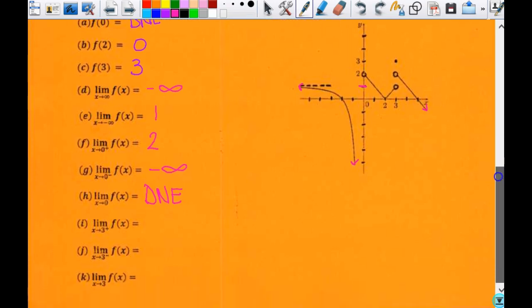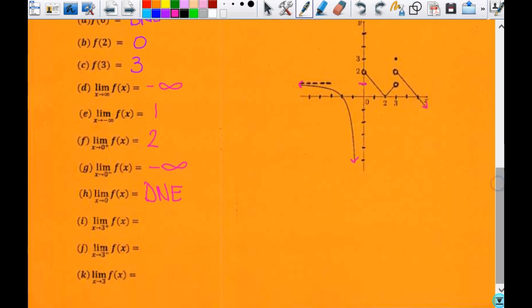Then the limit as x approaches 3 from the right-hand side, as x is getting closer and closer to 3, the limit is 2. As x approaches 3 from the left-hand side, the limit is 1. And as x approaches 3 in general, since these two don't match, it does not exist.